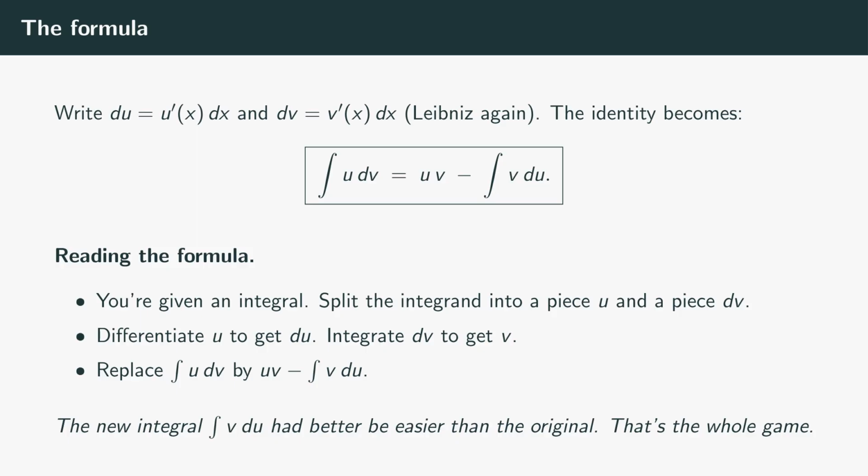Reading it, you're handed some integral. You split the integrand into 2 pieces. One piece you call u. The other, including the dx, you call dv. You differentiate u to get du. You integrate dv to get v. No constant of integration needed at this step. We'll absorb it at the end. And then the original integral equals u times v minus a new integral of v times du. The whole gamble is that the new integral, the integral of v du, is easier than the original. If it is, you win. If it's worse, you picked the split wrong. Back up and try again.